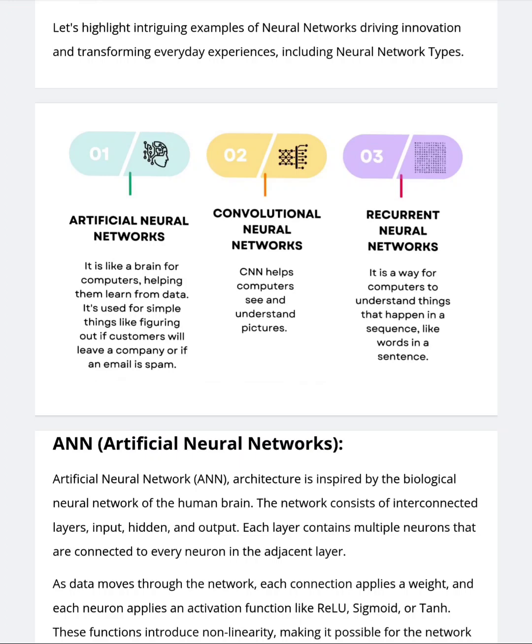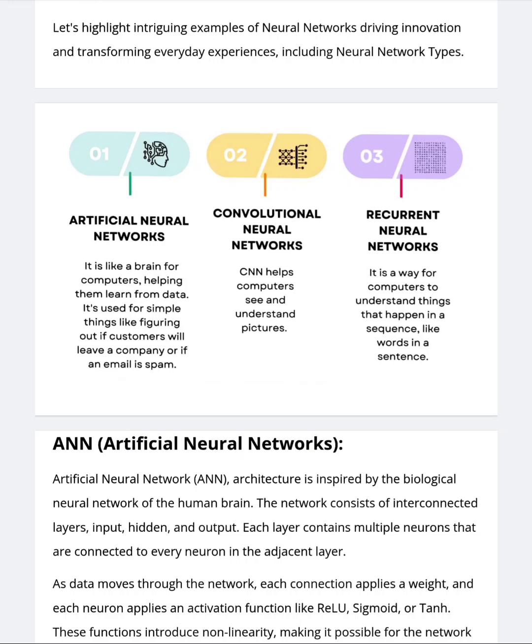ANN is like the brain of computer. So it works as our brain works. So we have tried to mimic the human brain so that we are able to perform certain decision making based on the data. So it's like the brain for computer, and it helps the computer to learn from the data it has, and it is used for certain decision making.